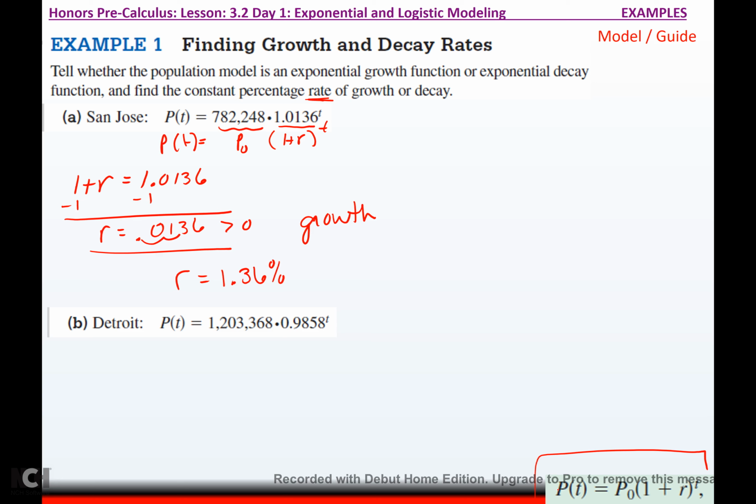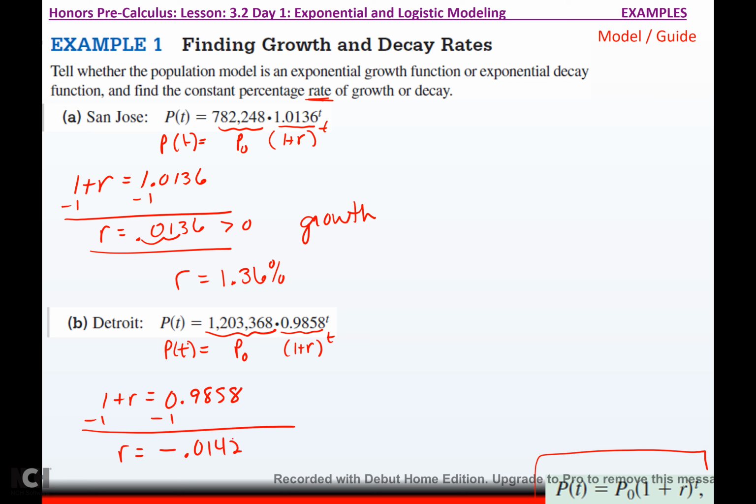So for Detroit, again, if I use my formula, P of T equals P sub naught, there's my initial population, times 1 plus R to the T. So in this case, my 1 plus R equals 0.9858. And if I subtract 1 from both sides, I get R equals, give me just a second, I need a calculator. 0.9858 minus 1, and we get a negative 0.0142, which means since my rate is negative, this is a decay function, and to get my rate as a percent, move it two places, my decay rate is negative 1.42%, okay?